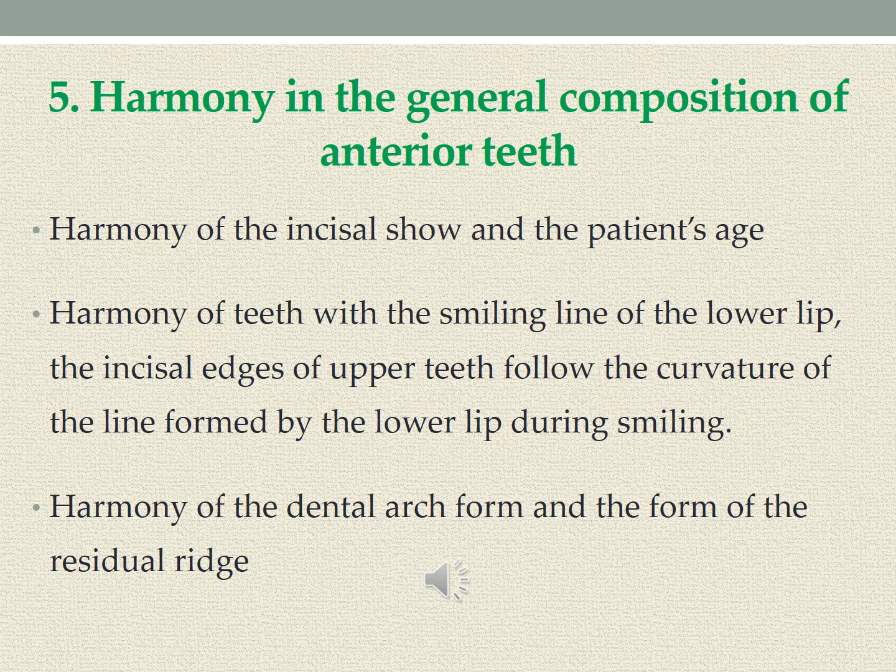After selecting and setting the upper six anterior teeth, there should be harmony in the general composition of the anterior teeth. This harmony must be present between the incisal show and the patient's age, and also there should be a harmony of teeth with the smiling line of the lower lip, so the incisal edges of upper teeth follow the curvature of the line formed by the lower lip during smiling. Also, there should be a harmony of the dental arch form after setting and the form of the residual ridge.